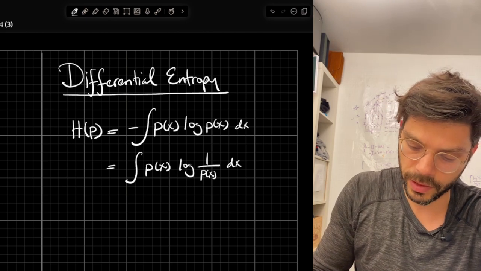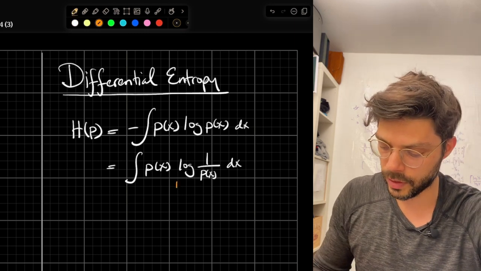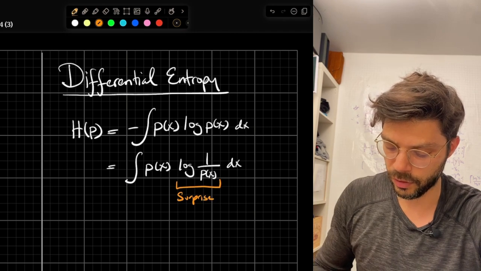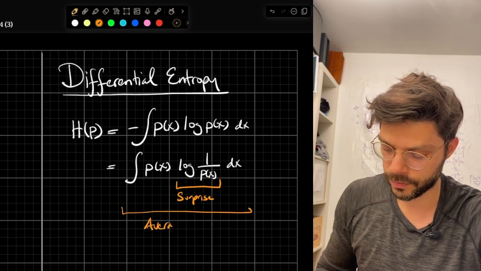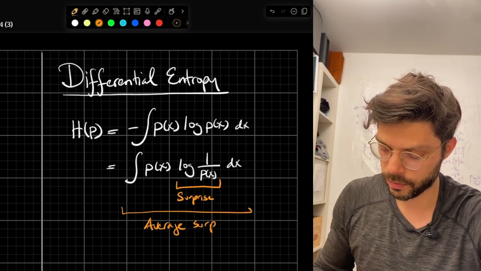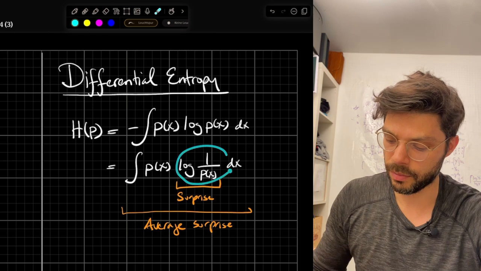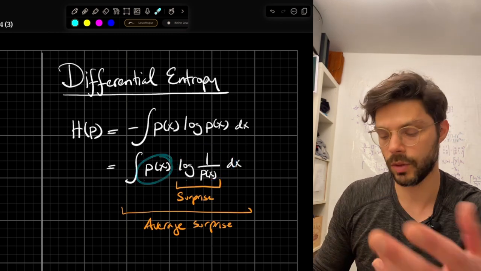And remember that we called this the surprise. So this was the average surprise, because we're taking the surprise here and we are taking its average with this p of x that we're given.